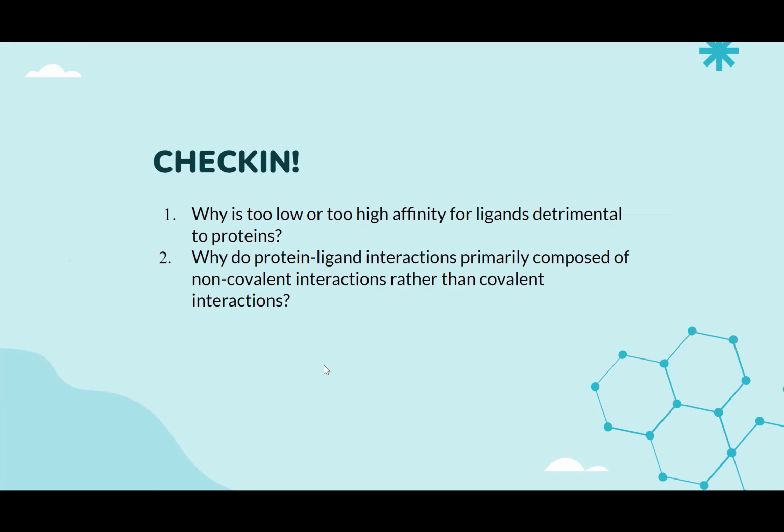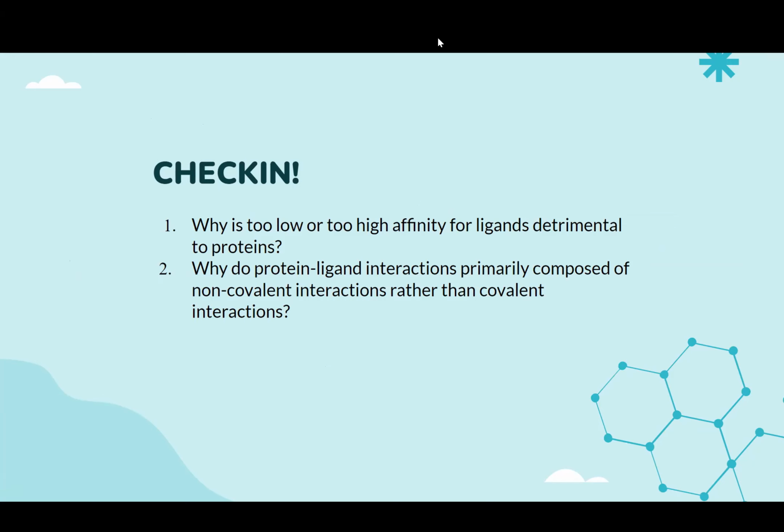So let's do a quick check-in. Number one, why is too low or too high affinity for ligands detrimental to proteins? If it's too low, then it won't bind to the protein. But if it's too high, then it won't let go of it to go do its job again. Yeah, that's a great answer.